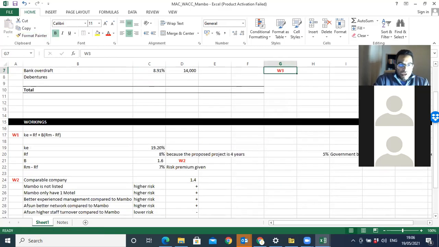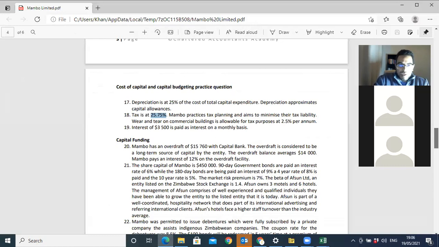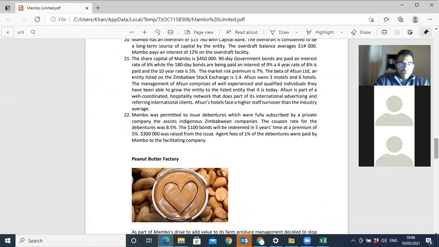Now finally, we'll do the last one. Where was the last one now? Here we go. We did 20, we did 21. Now we're going to do this. Mambo was permitted to issue debentures which were fully subscribed by a private company assisting indigenous Zimbabwe companies. The coupon rate for the debentures is 8.5%. The bonds will be redeemed in 5 years' time at a premium of 5%. 300,000 was raised from the issue. Agent fees of 1% of the debentures were paid by Mambo to the facilitating company.